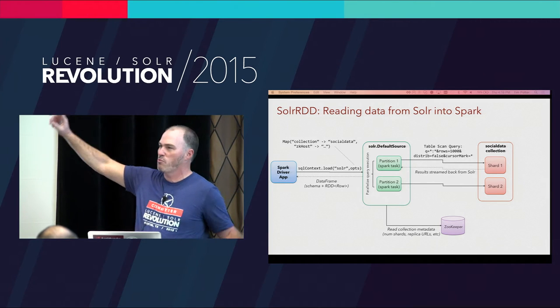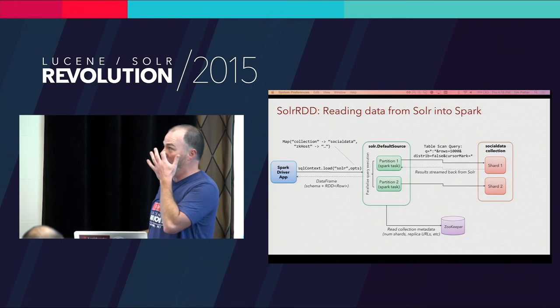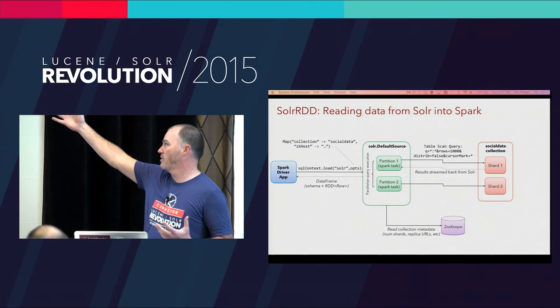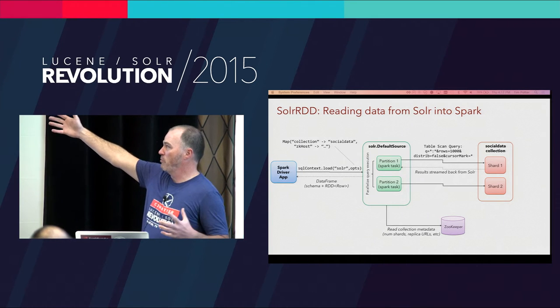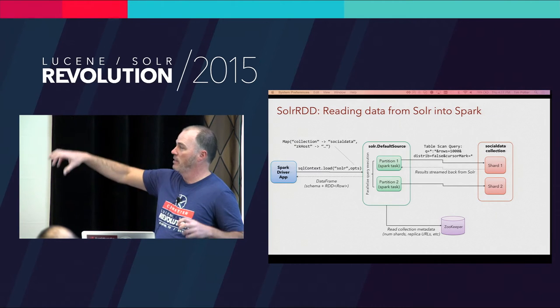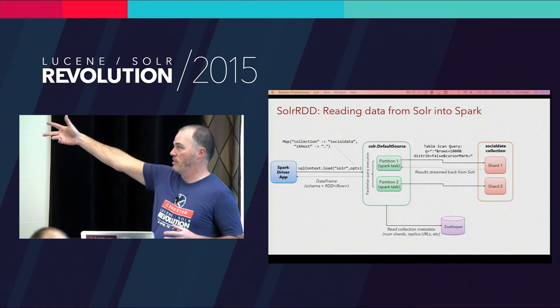In this case, we actually just want to read it all, right? We want to do a big table scan and pull all the data back into Spark and do whatever we're going to do with it. Maybe we're going to join it with some Hive data or whatever. And so I have two shards. This is maybe a small collection, but I have two shards. And so by default, the data source for Solr basically partitions that into just two readers.